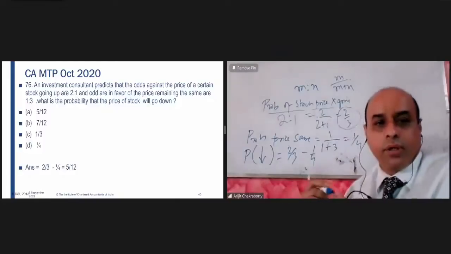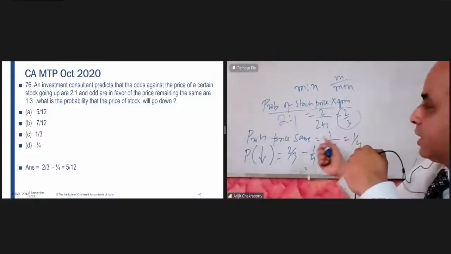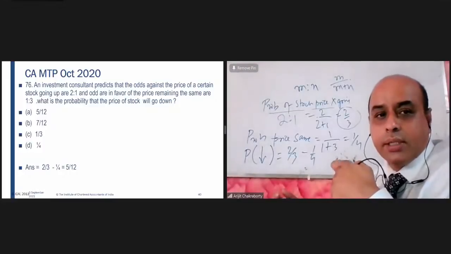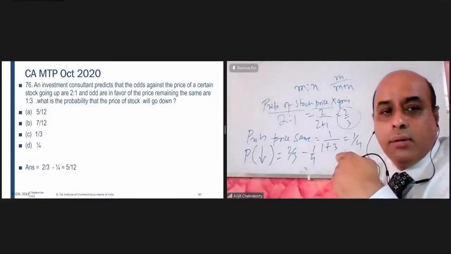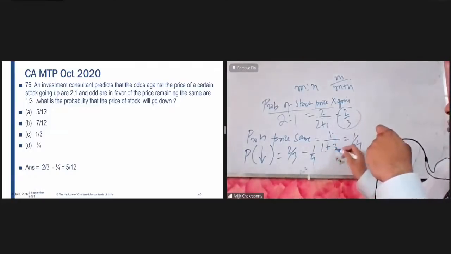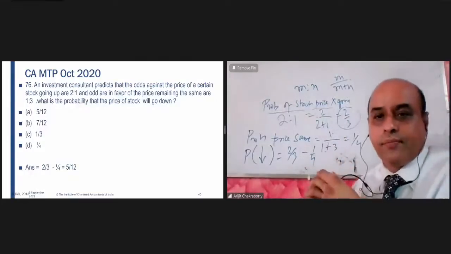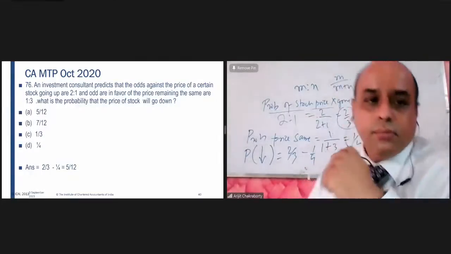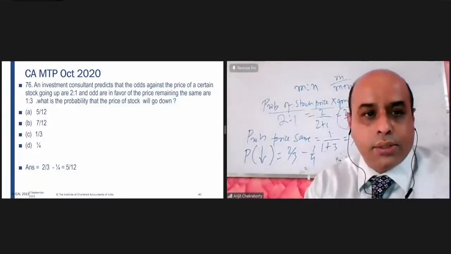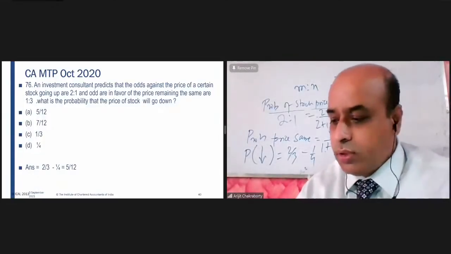That means it is 2 divided by 2 plus 1, m divided by m plus n. Okay, so I hope you have understood. Similarly, in the next part, the probability that the price remains the same is given as 1:3. So therefore the probability comes to 1 divided by 1 plus 3, that is 1 by 4. Okay. So this is a very intelligent question. I hope you have understood.